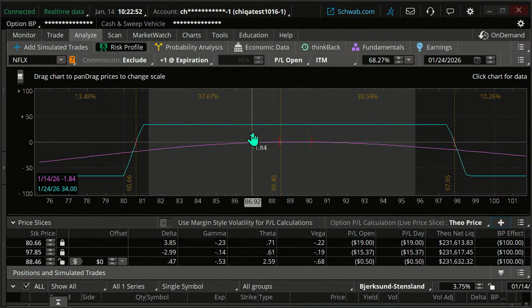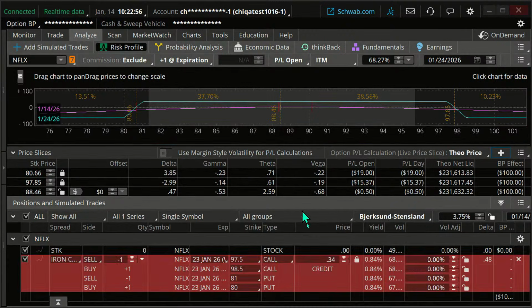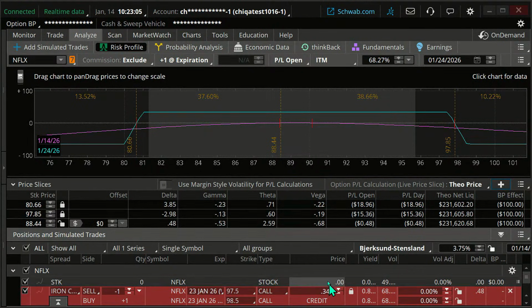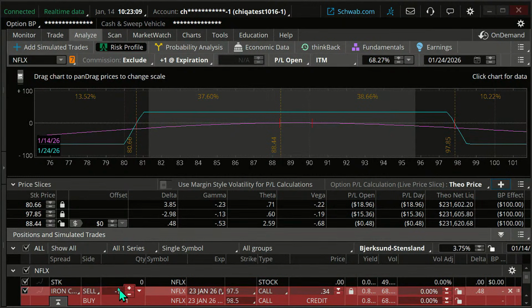$34. Well, the most you can make on an Iron Condor is the amount of the credit. Okay? So that's that. So you can go, well, $34 isn't much. That's fine. You can always, if you want, increase your number of contracts. If you increase the number of contracts, you're going to increase the premium. You're also going to increase the risk. If we do 4 contracts, 4 times the premium, 4 times the risk.